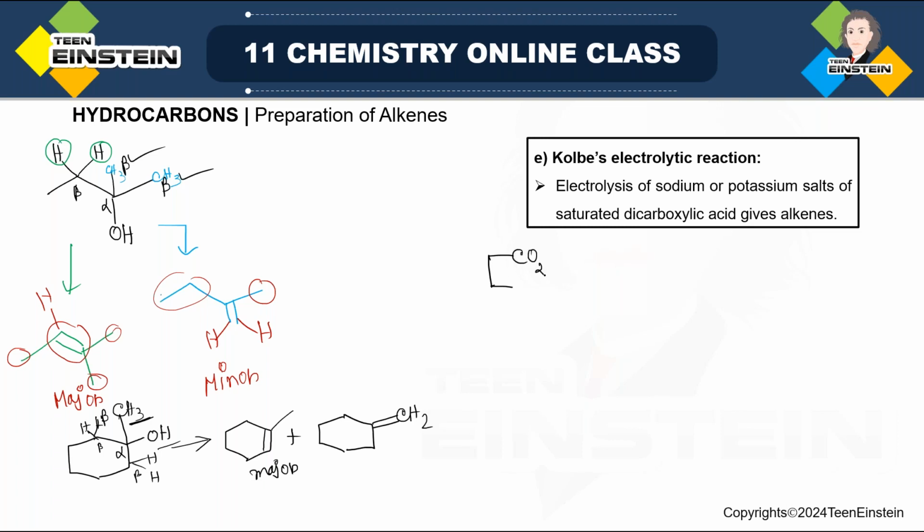CH2CH2. Now, sodium or potassium salt. So here the potassium salt is taken. So this is the carboxylic acid, with two CO2H groups present in the same molecule. And here as it is in the salt form, it is not CO2H, it is CO2 minus K plus.